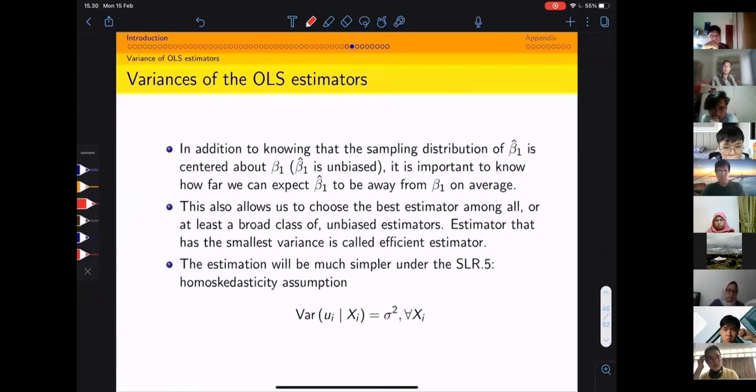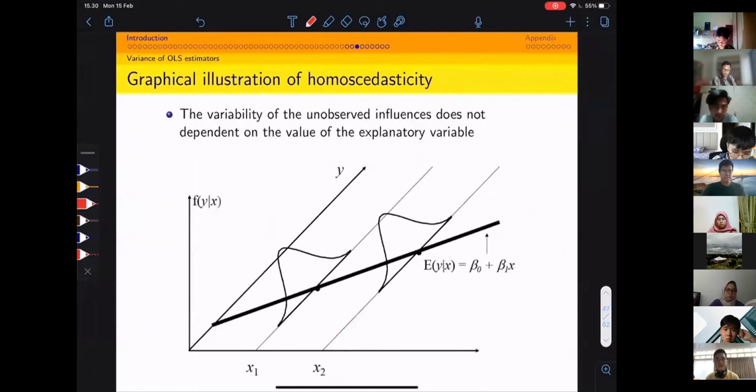Now, the estimation will be much simpler under the fifth assumption, which we discussed several slides back, called the homoscedasticity assumption. It means that the conditional variance of the unobservable is constant for all values of x. Again, the homoscedasticity assumption says that the conditional variance of the unobservable is going to be constant for all values of x.